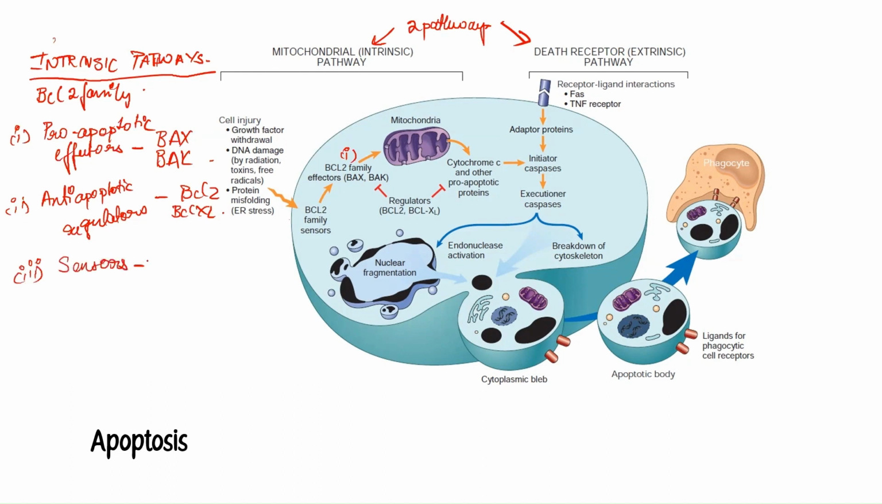And the third one is the sensors, BCL2 family sensors. They sense cell injury, and activate the effectors. So they sense growth factor withdrawal, they sense the DNA damage, either by radiation, toxins, or free radicals, and they can sense ER stress, that is increased protein misfolding. The examples of these sensors are BAD, BID, BIM, Puma, Noxa.